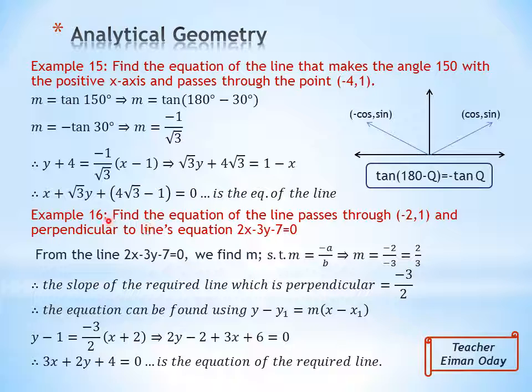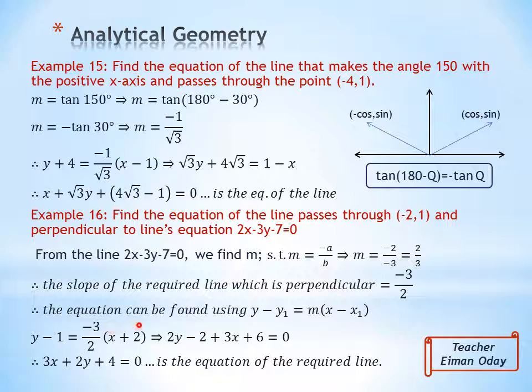On example 16, find the equation of the line that passes through also 1 point and is perpendicular to the line whose equation is this one. So I will do the same thing. I will go to the line, use this equation, and find the slope using negative a over b. This is the slope for the line given. The perpendicular one is negative 1 multiplied by the opposite, 3 over 2. So this is the slope of the required line, which is perpendicular.